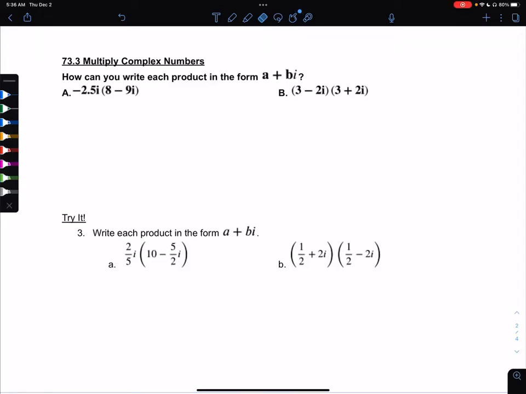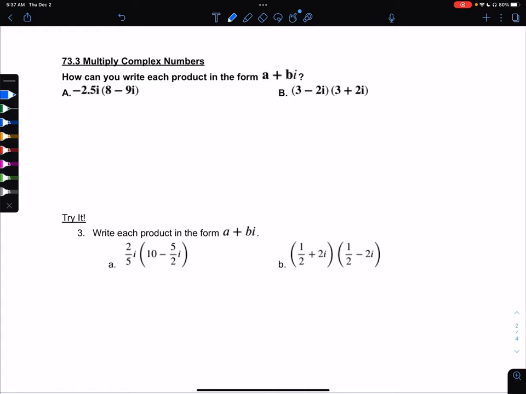In this video, we're going to look at topic 73, example 3, where we multiply complex numbers. How can you write each product in the form a plus bi? So what we want to do is treat these, for the most part, as if the i was just a variable. Okay, don't overthink this.